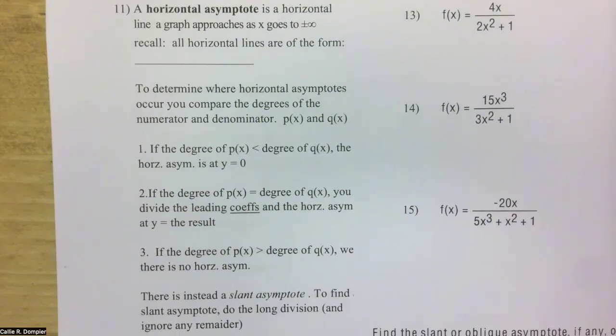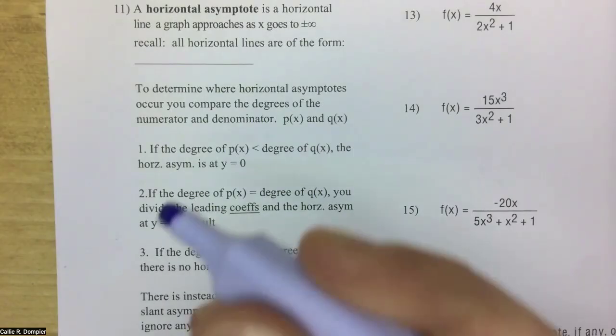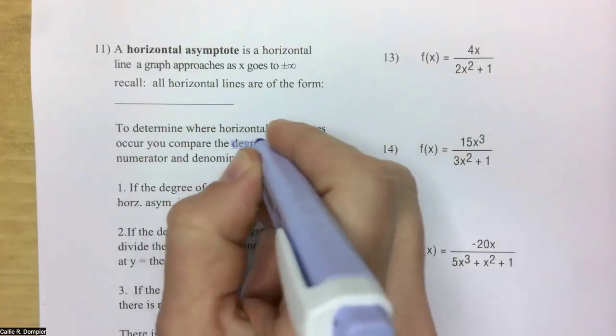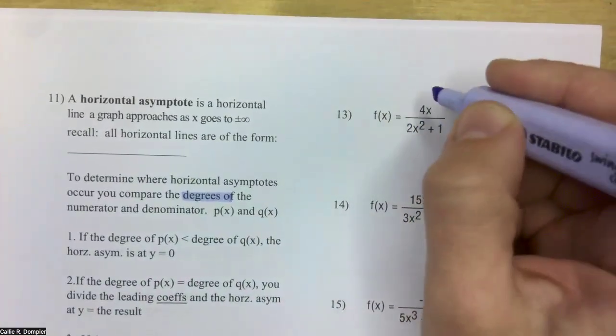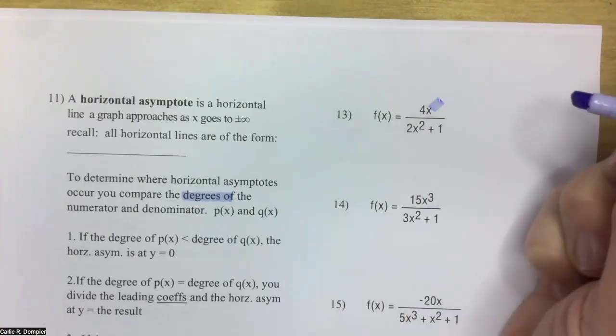To determine where horizontal asymptotes occur, compare the degree of the numerator and the denominator, p of x and q of x, okay? The degree. Remember the degree. I'm just going to go through that right now. The degree is, and I'm going to go ahead and highlight it, what power it's being raised to, right?